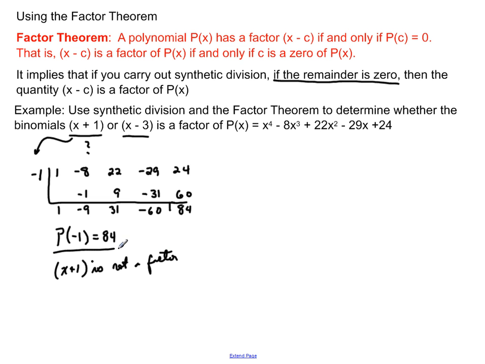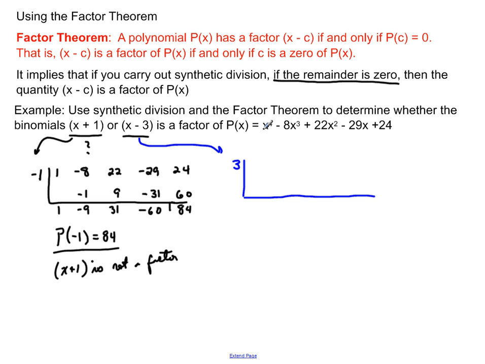But we did get a little bit of useful information right here. But we'll save it for later. All right, what happens with x minus 3? Does that work? Well, let's set up our synthetic division again. We're going to put positive 3 on the outside of our division bar here.